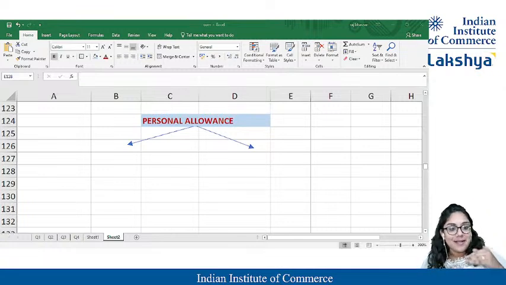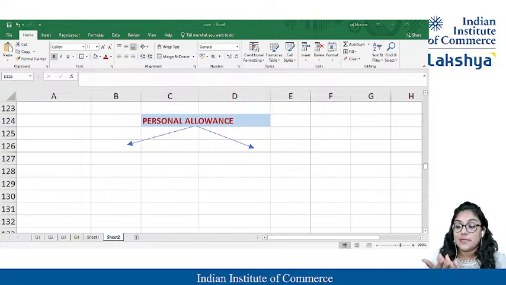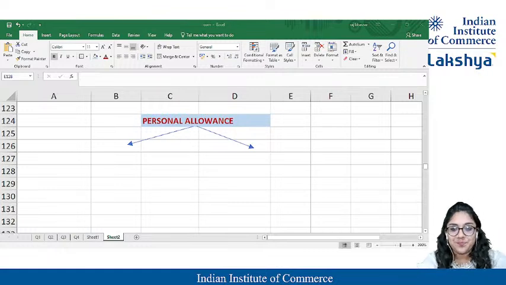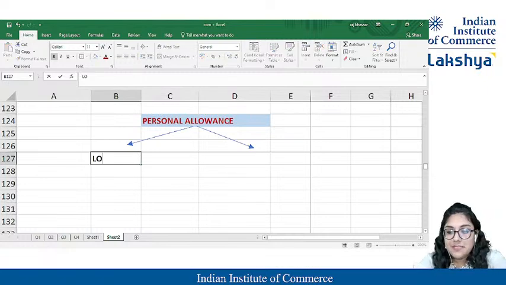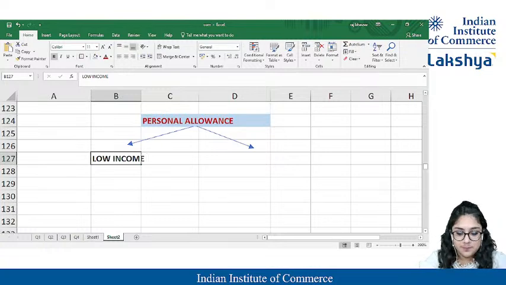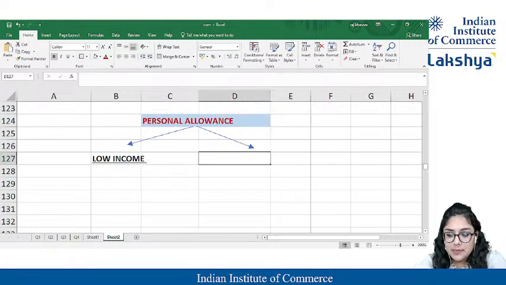This is the most important concept, because in every question you have to solve this. Without this, your question will not be solved. Over here, I'll write in layman's language, low income and higher income. If someone is a low income earner, so if someone is having a low income, over here, let's say it's a high income.